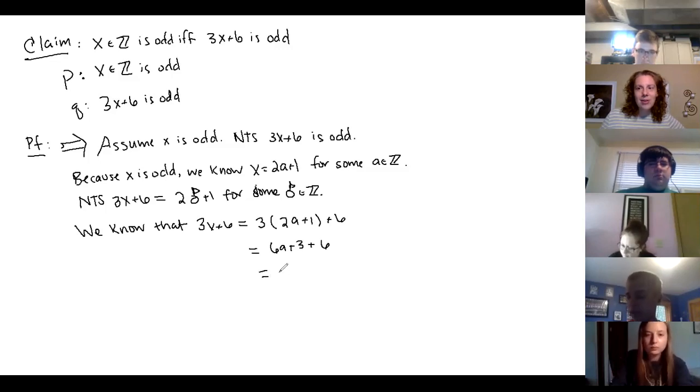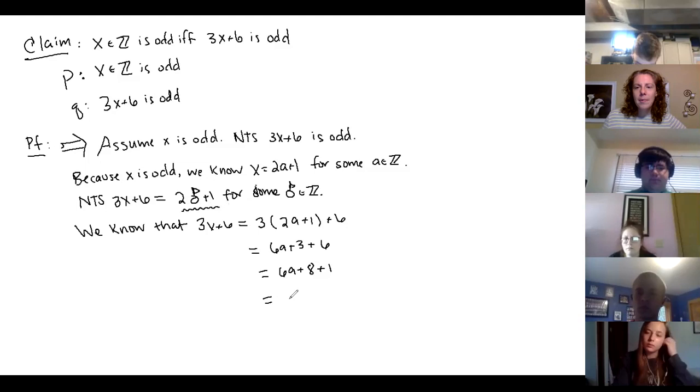Josh, next step. What's my next step? I'm just going around in the order I see you on my screen. Josh? 6a plus 8 plus 1. Cool. Andrew, you're gonna have to unmute yourself. Next step. Remember, we're trying to get to 2k plus 1. You're unmuted, but I can't hear you either. Okay, we'll come back to you.